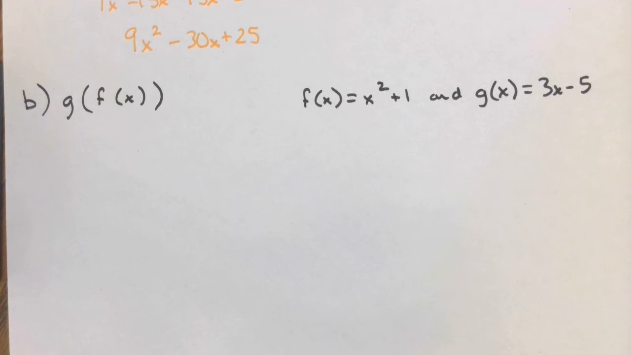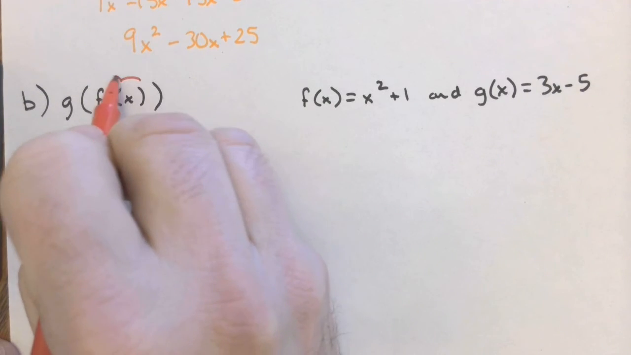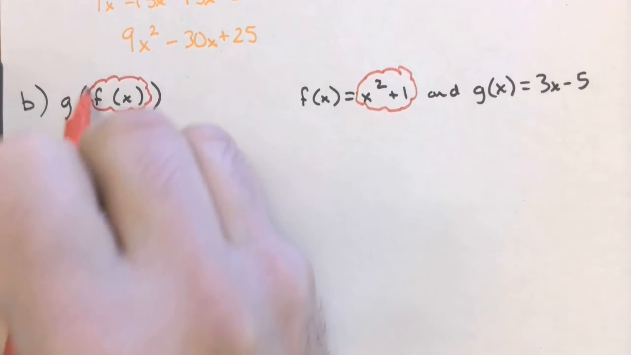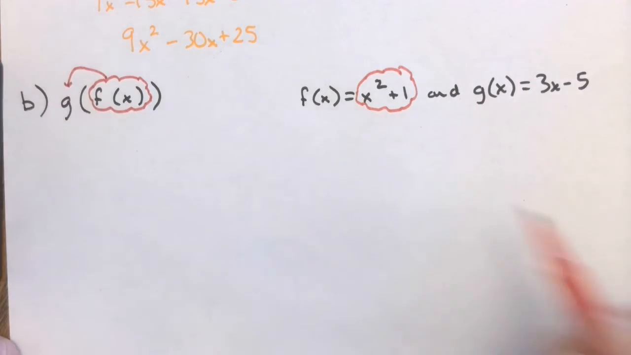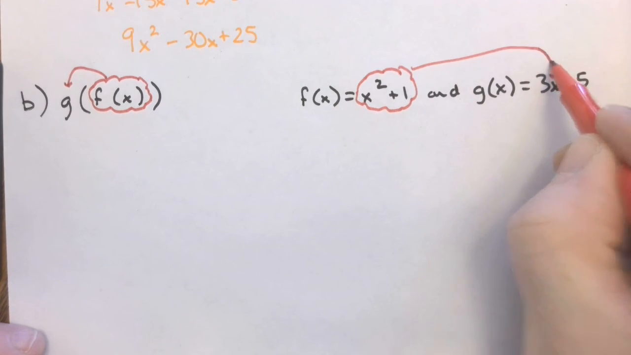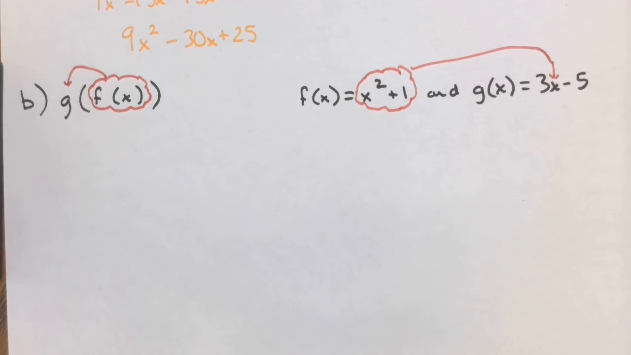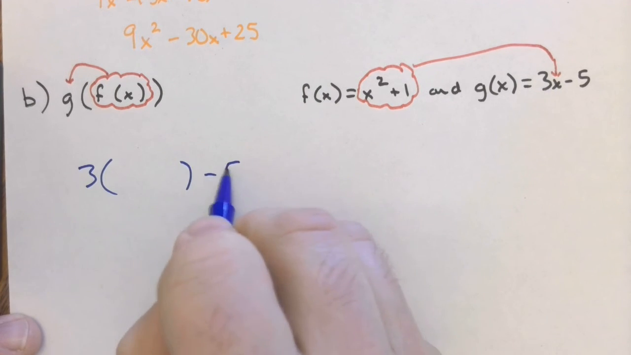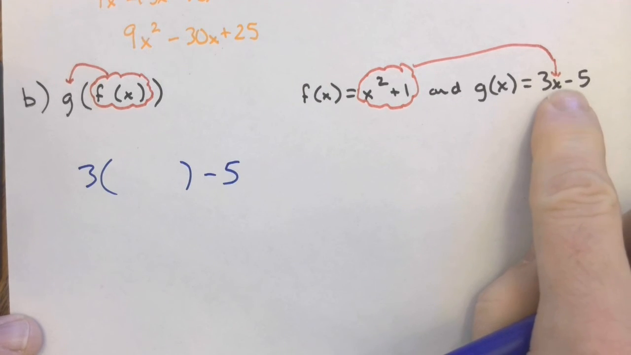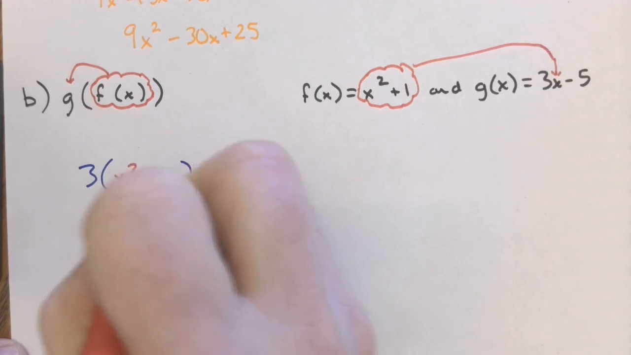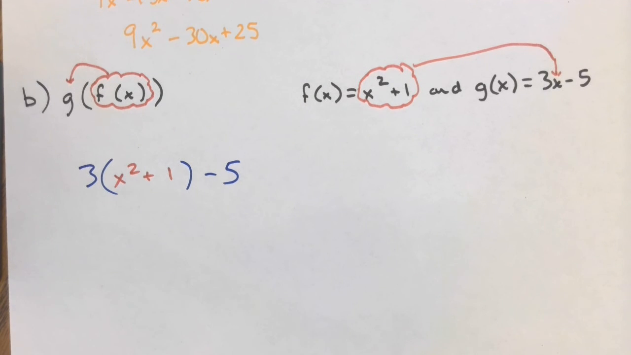And what we want to do in this case is take f of x, so that's this, and we are going to put that in place of all of the variables in g of x. So where this x is here, we're going to put in function f. So the original function g was 3x minus 5. But now in place of that x, we're going to put in an x squared plus 1. So that's what our first step would look like. That would be the composition function g of f of x.